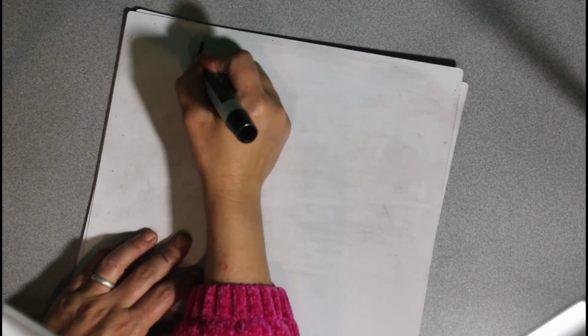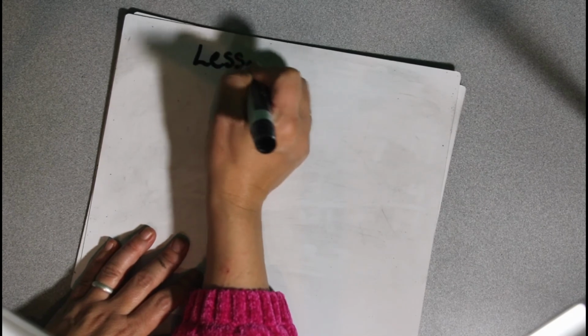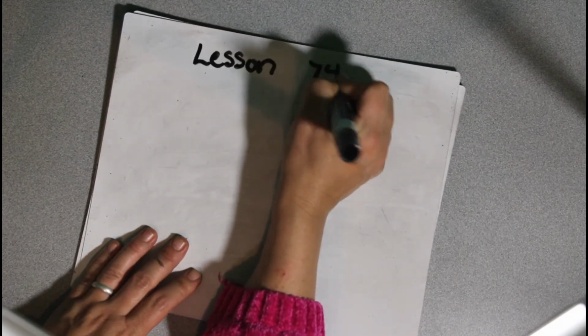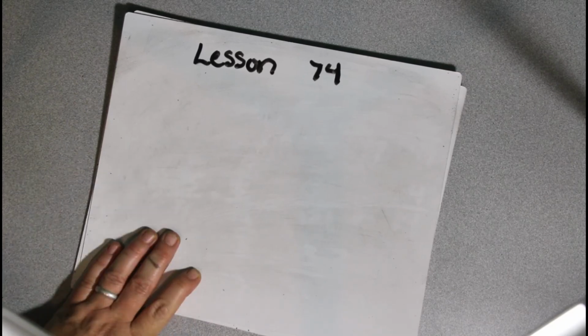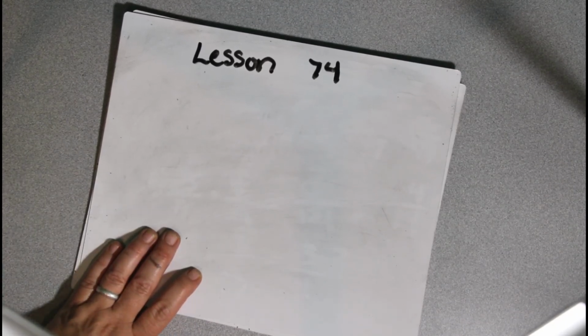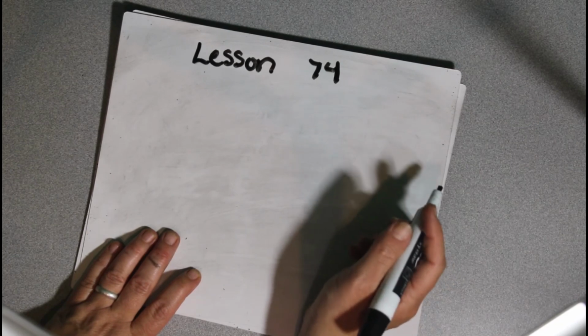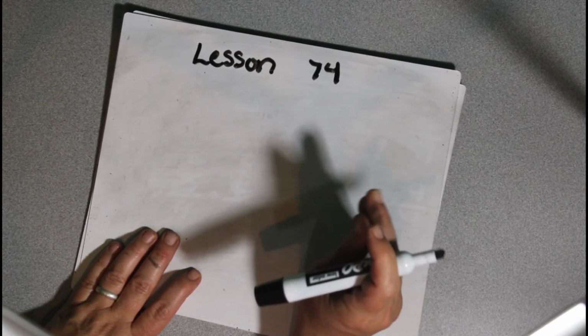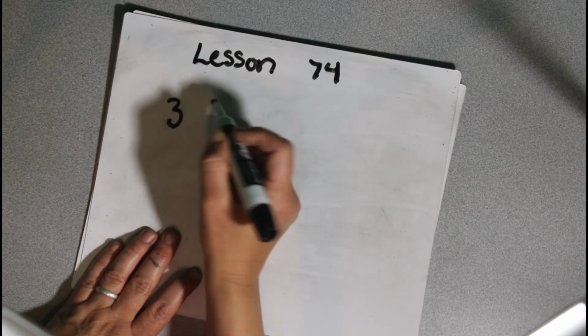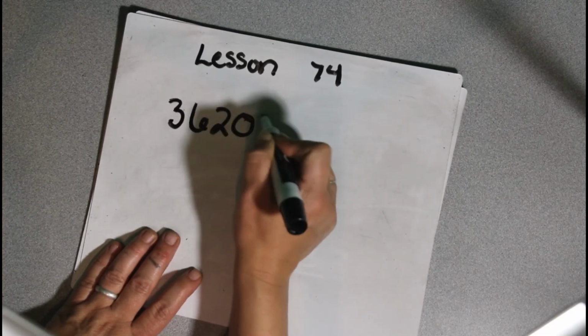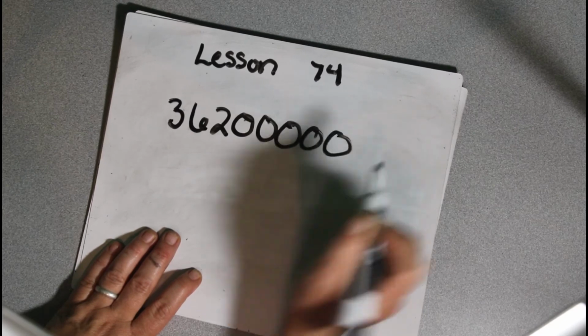All right, lesson 74. Lesson 74 is something that you guys have probably done before. It is scientific notation. When we look at numbers written in scientific notation is where we take a big, giant, long number and we turn it into a smaller number that is easy to see. So let's say that we had 362 and then a whole bunch of zeros after it.